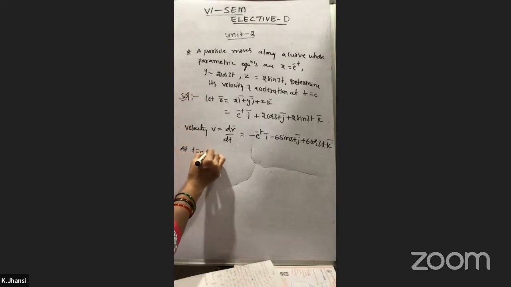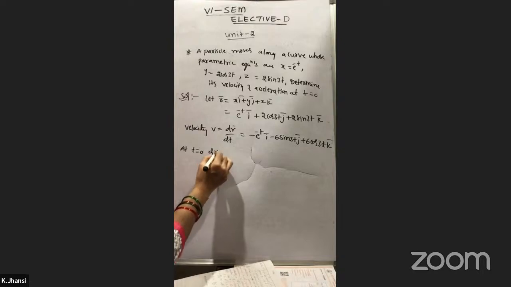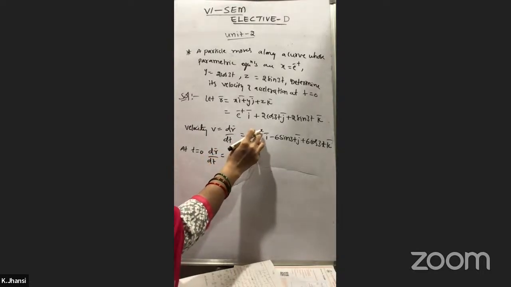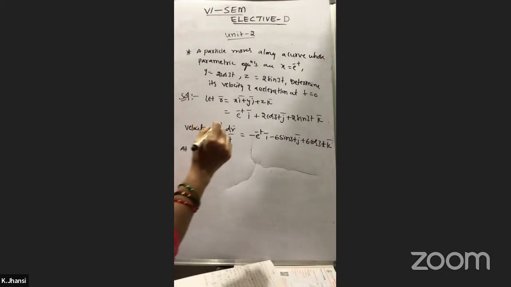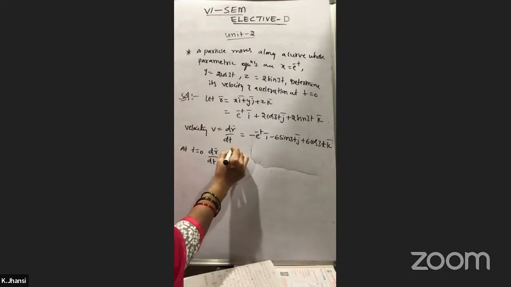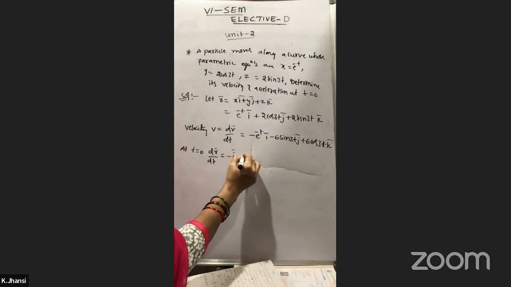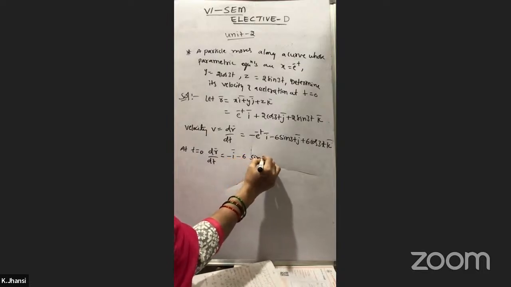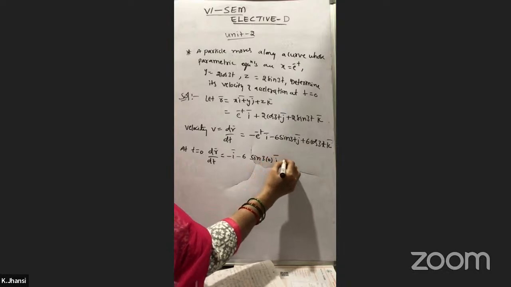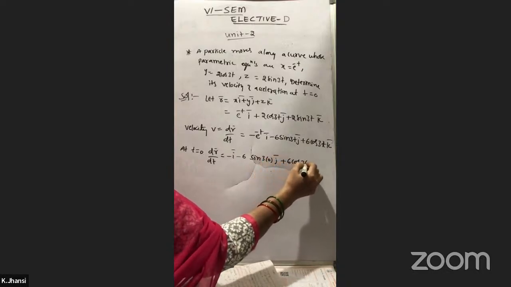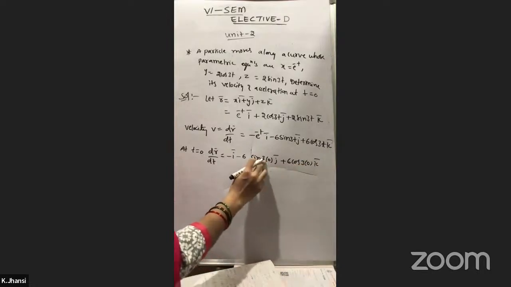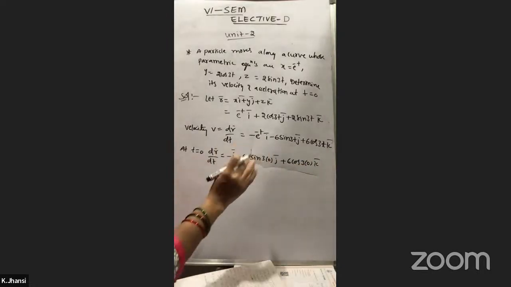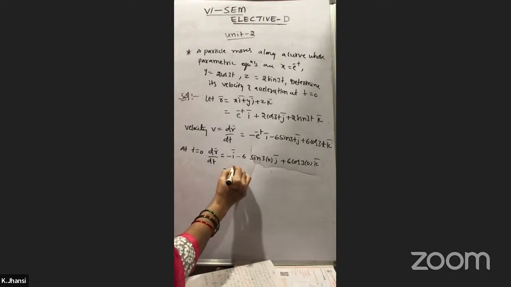So here we got the value of dr by dt. If t equals 0, dr by dt is e to the power of minus 0, which is 1. So you will get minus i. Then minus 6 sin t into 0 of j plus 6 cos 3t into 0 of k. Sin 0 value is 0, so that value will be eliminated. It is equal to minus i.